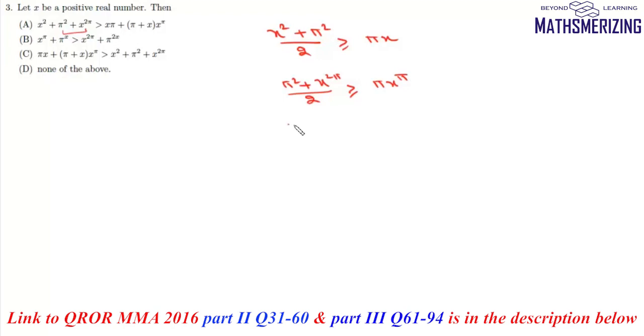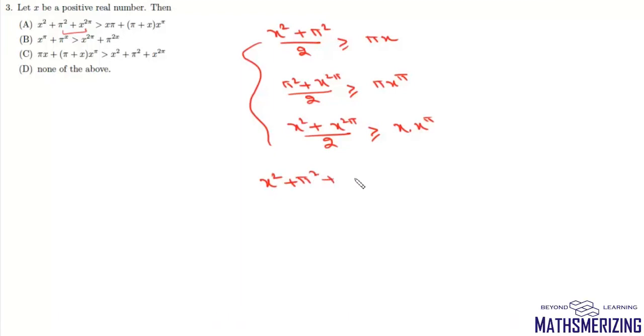And now we'll take x square and x to the power 2 pi. So it is greater than x into x to the power pi. Now we'll add them. If we add them, then we can write x square plus pi square plus x to the power 2 pi, and it'll be strictly greater than pi x, and then we'll take x to the power pi common, and it'll be pi plus x.